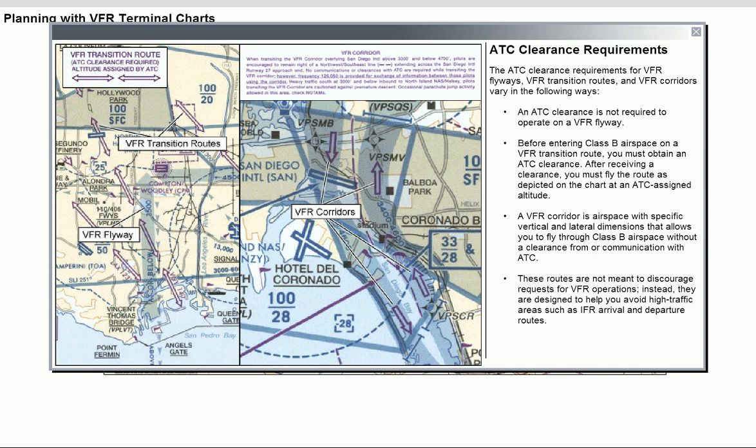A VFR corridor is airspace with specific vertical and lateral dimensions that allows you to fly through Class B airspace without a clearance from or communication with ATC. These routes are not meant to discourage requests for VFR operations. Instead, they are designed to help you avoid high traffic areas such as IFR arrival and departure routes.